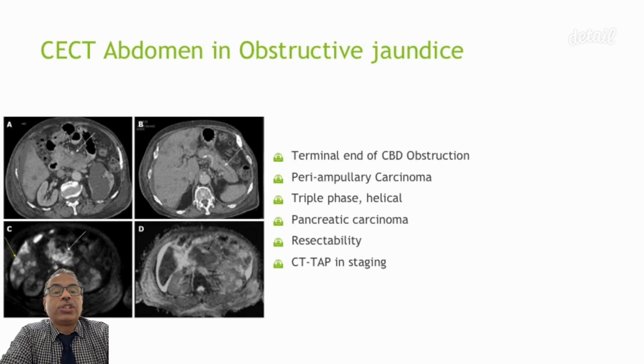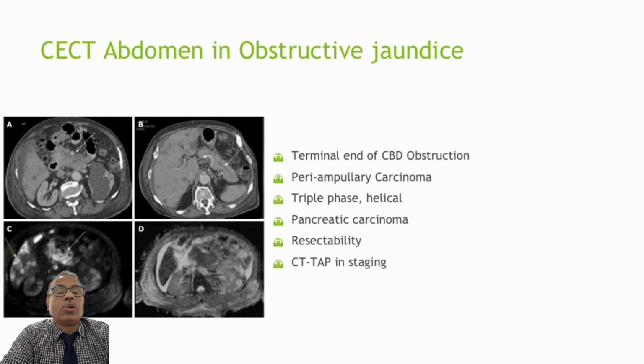On CT abdomen, as the picture shows here, there's a pancreatic mass, the arrow which is shown here. This pancreatic mass in the head of the pancreas is causing obstruction to the flow of the bile, and this leads to back pressure on the main pancreatic duct. So you can see the arrow in the second one, the B, where the main pancreatic duct is dilated.